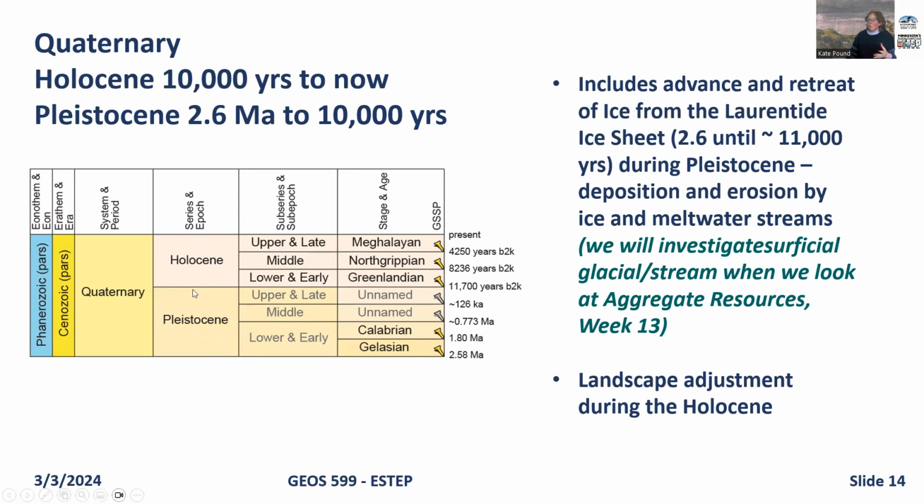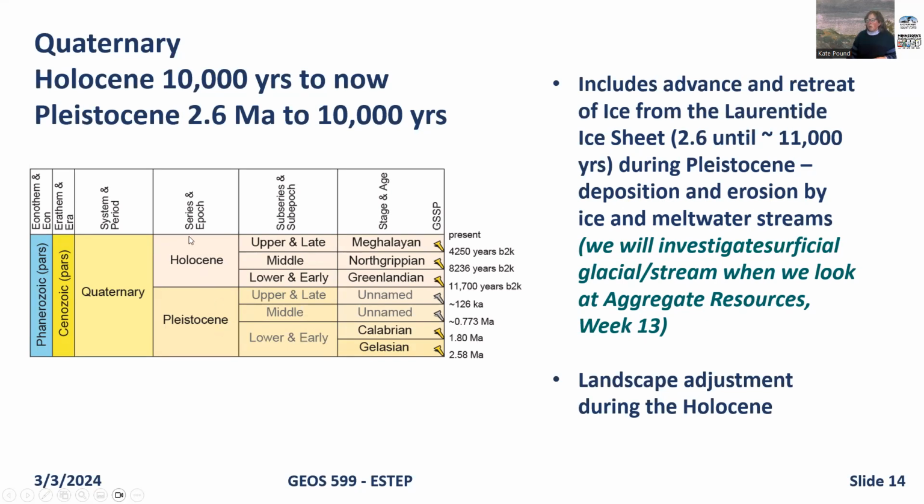So what happened during these two time chunks? Well, during the Pleistocene, we had the advance and retreat of ice from the Laurentide ice sheet. And this wasn't just one simple advance and retreat. There were multiple advances and retreats. Each time there was erosion, deposition, landforms got made, landforms got destroyed, etc., etc. And that all happened as a consequence of deposition and erosion by both ice and meltwater streams. Now, we're going to investigate this in glacial settings when we look at aggregate resources during week 13.